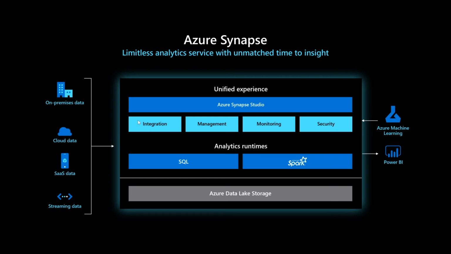And then the management, integration, monitoring, and security is all built in within the Synapse platform. And the one which builds the integration experience is the Azure Synapse Studio. And on the outside, you have built-in connectivity with Azure Machine Learning Services. So the models you build within Azure Machine Learning can get converted to ONNX format, and you can score them in real time using Power BI. So this is our Synapse platform.